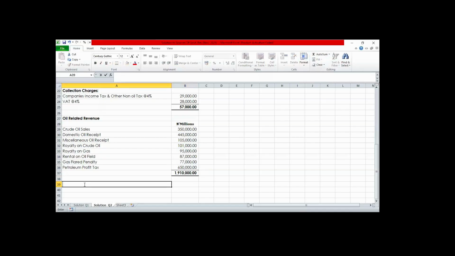Now, 13% oil derivation to oil producing states. This equals 13% times this figure. This is what we have. Any question?